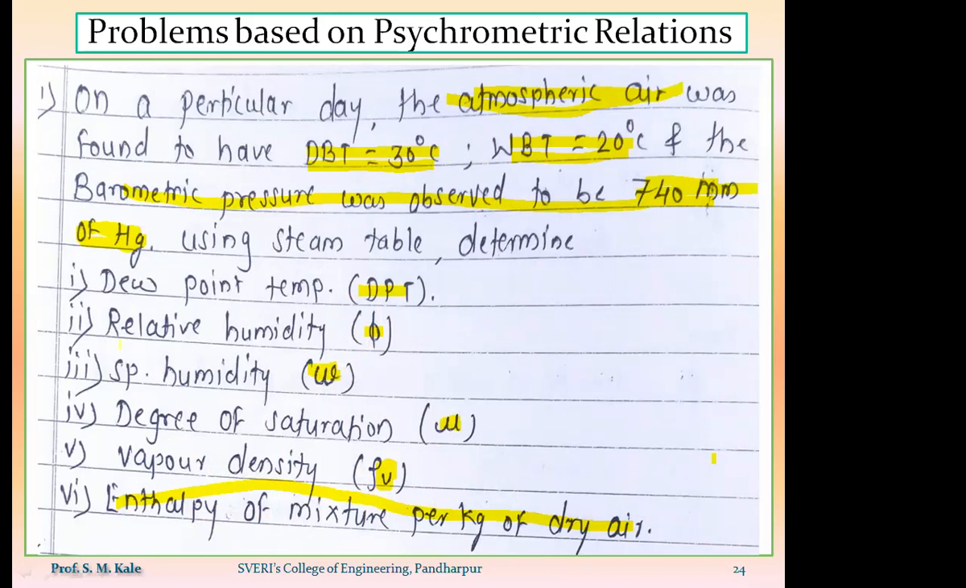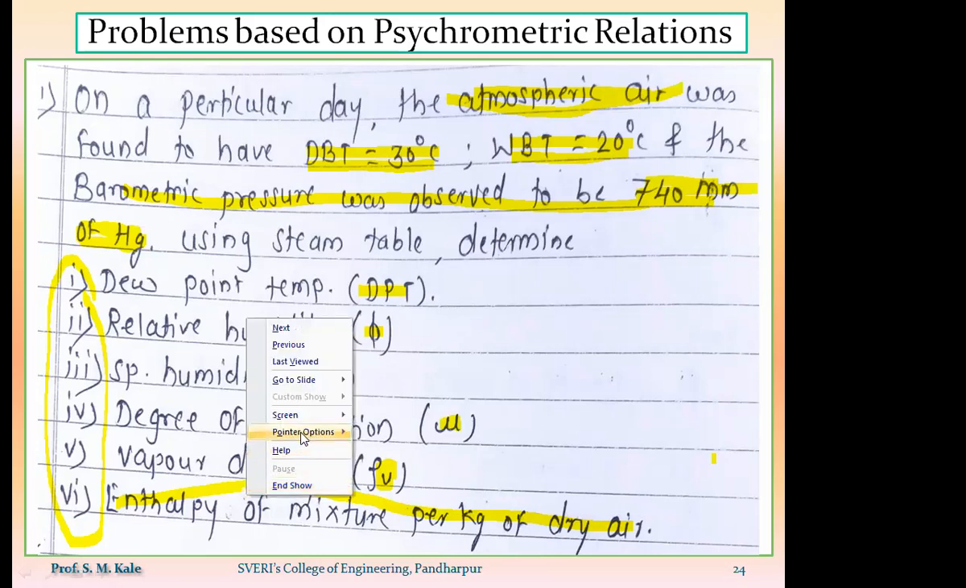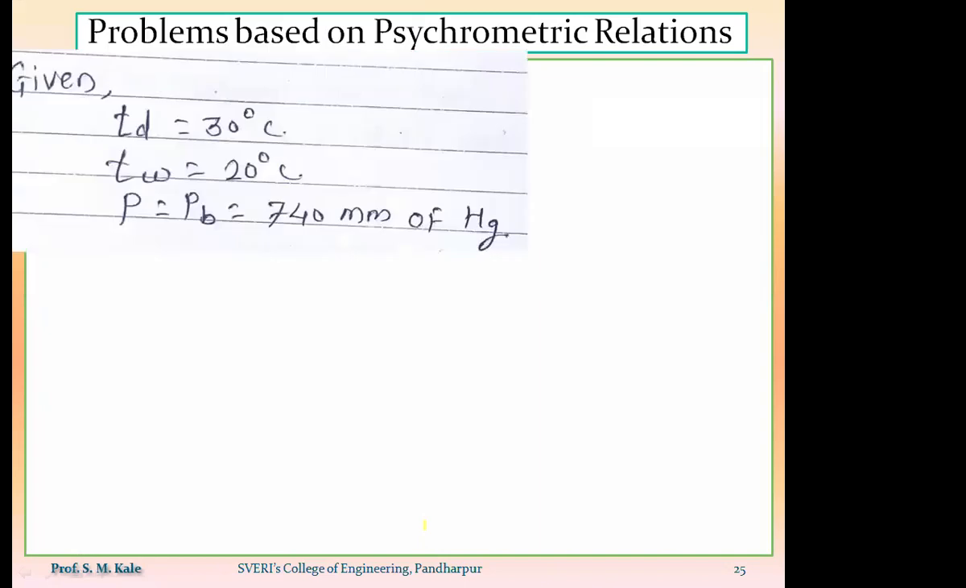So to find out these 6 quantities based on only 2 quantities, I have to use the various psychrometric relations which we have seen yesterday. By using these various psychrometric relations, I can find out all those values. Now, how can I use these psychrometric relations? For that purpose, first of all, I will write down the given data.